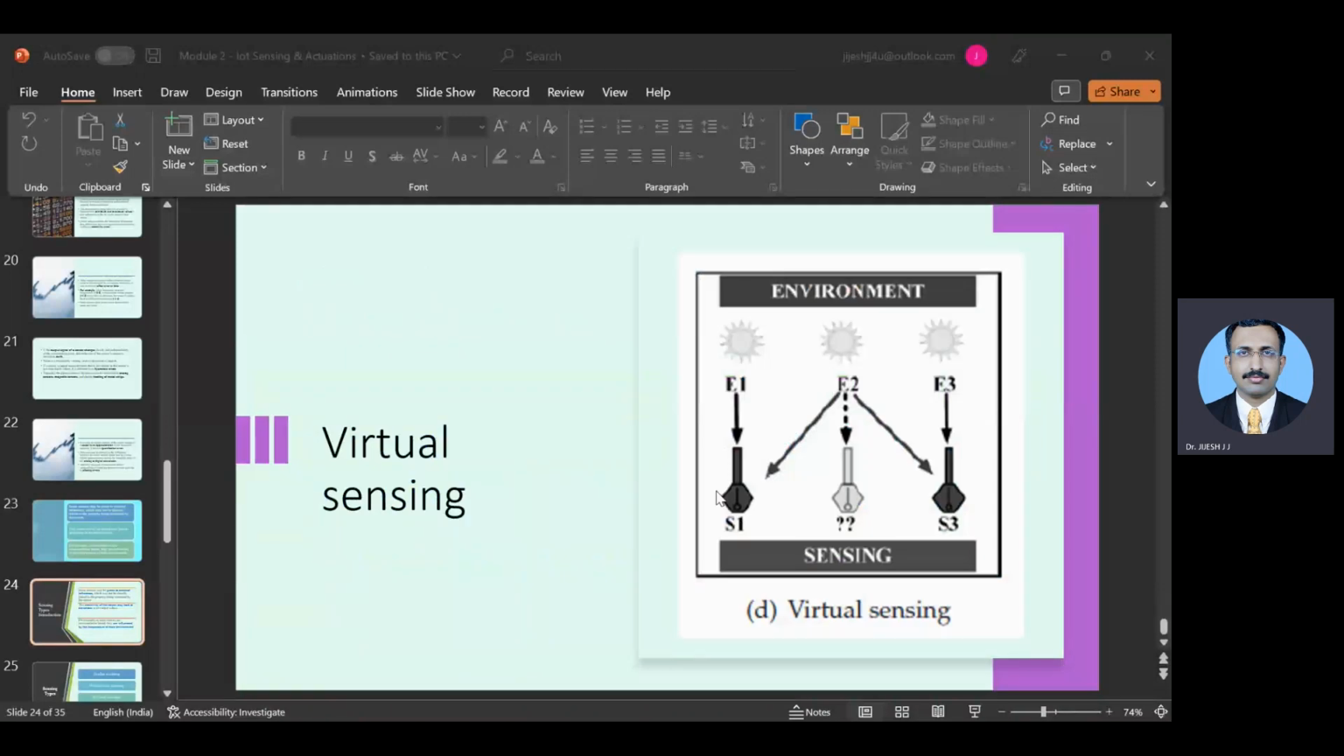Okay. So next we can see that this is how it is. S1 and S3, and you are saying that this is the process of virtual sensing. So is that clear for you, all the four? What are the four things we have studied? Scalar and virtual. It is clear for you?